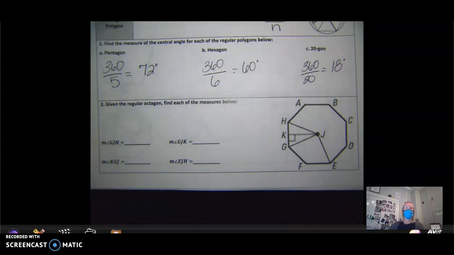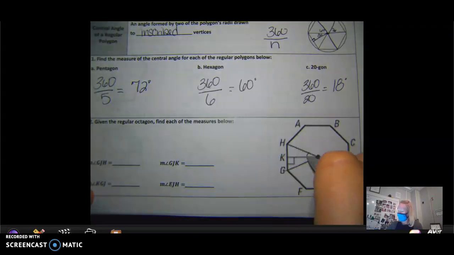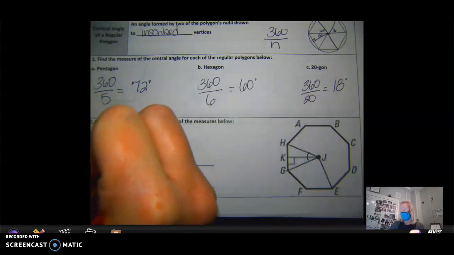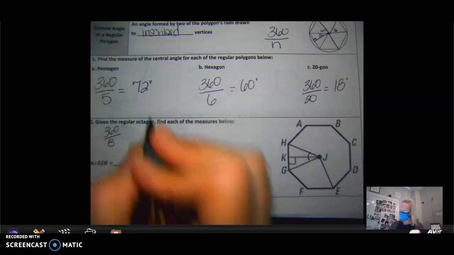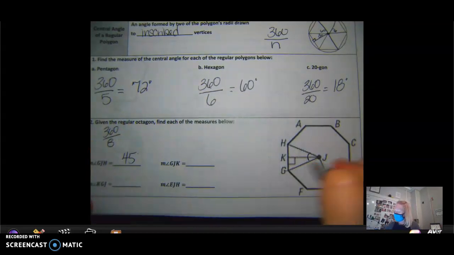Number 2, given the regular octagon, find the measures below. Were you guys able to do this? Okay. So G to J to H. So that's that big angle in here, and it's an octagon. So that one would do 360 divided by 8. And what'd you guys get? Did you say 45? Good. Now I want just G to J to K. I want just this guy. So that would be half of it, right? So how many degrees is that?